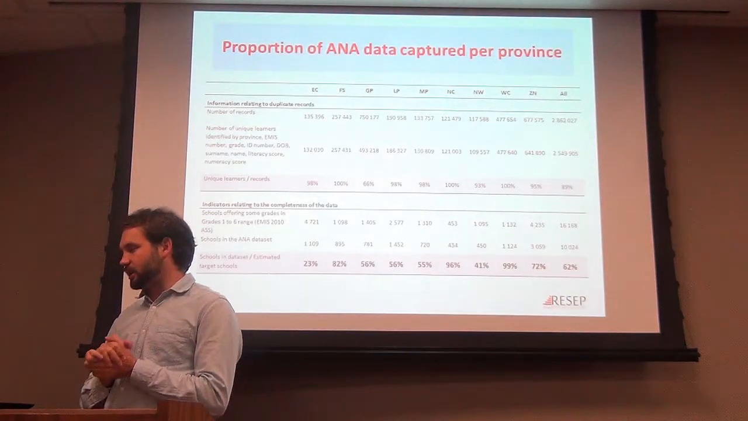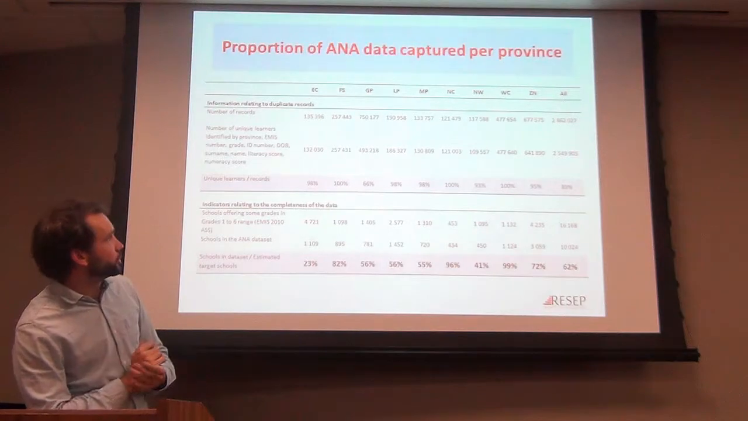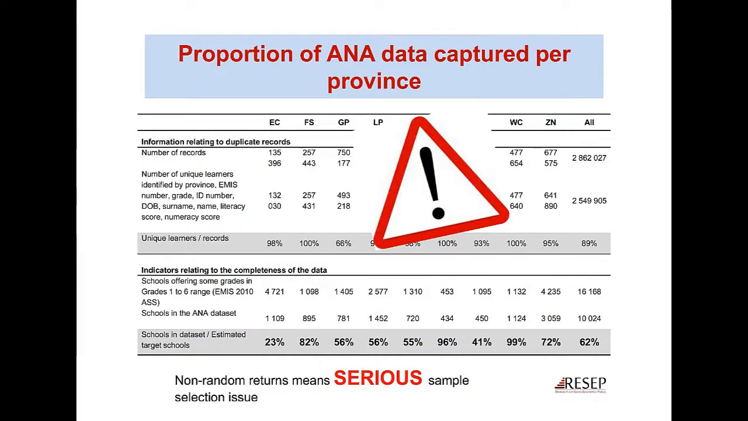So this is just showing you what I was telling you earlier, the proportion of ANA data that was captured per province. In the Eastern Cape, these are the number of records that we have. These are the number of schools that we think exist in those provinces based on EMIS. Then we can calculate schools in the data set divided by estimated target schools. In the Western Cape, about 99% of the observations are there, whereas in the Eastern Cape, only 23% of the observations are actually there.